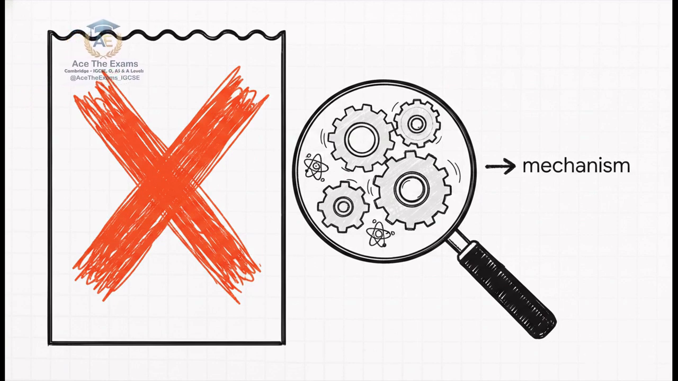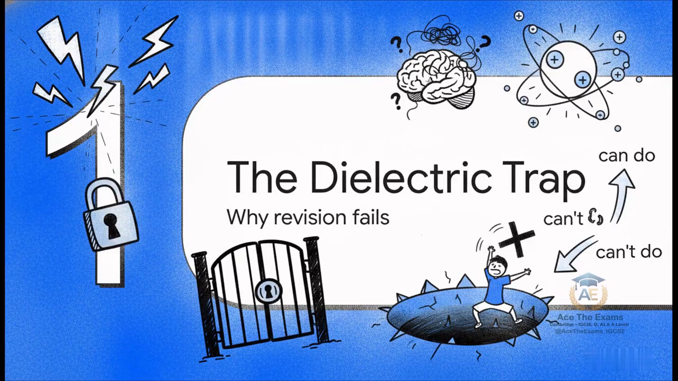Well, because the examiner's looking for a very specific mechanism, not just some vague, passive statement about insulation. They want to know what the material actually does, not just what it fails to do. Section 1. The common dielectric trap.